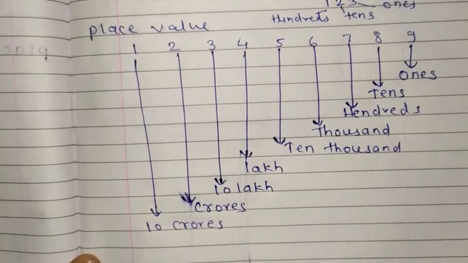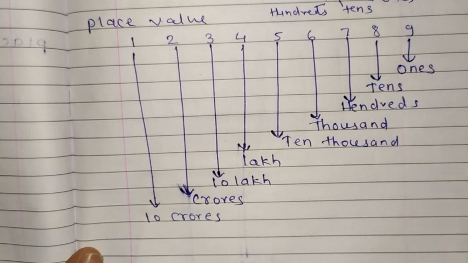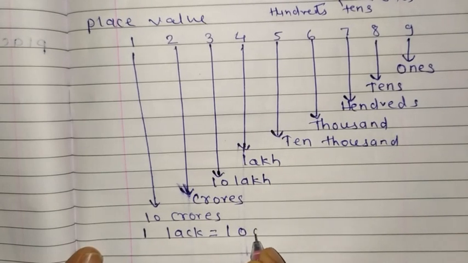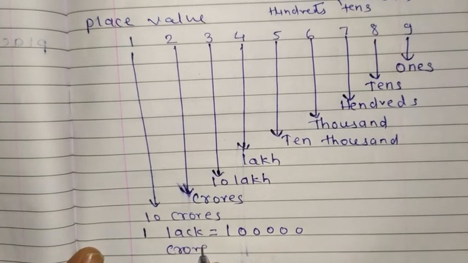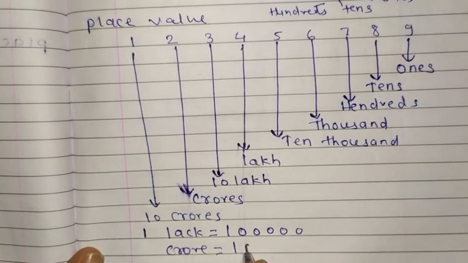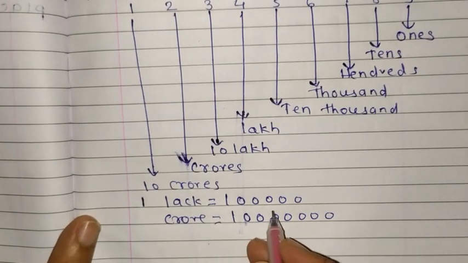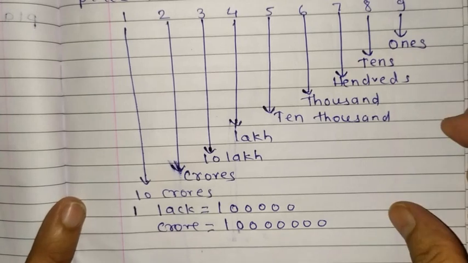Here are some common important terms. Up to 10,000 you might already know. So keep in mind 1 lakh. How many zeros? 5. In 1 lakh, 5 zeros are there. If you write crore, 1 crore means how many zeros? 7. 1, 2, 3, 4, 5, 6, 7. In 1 crore, total 7 zeros. In lakh, always 5 zeros come. So keep this in mind. It will help you in the exercise.